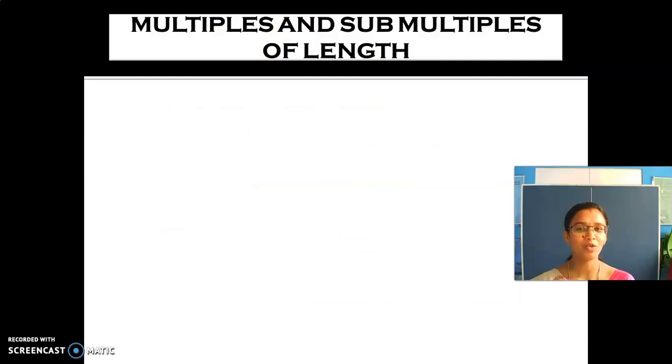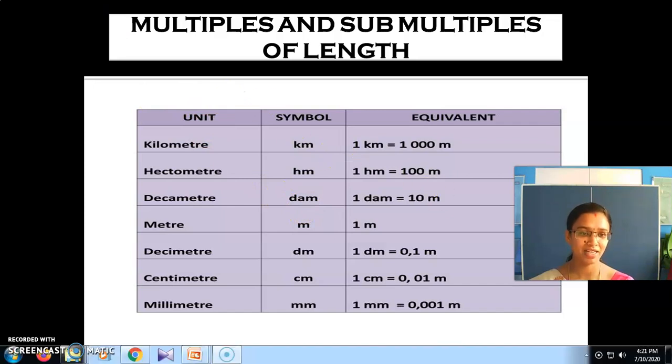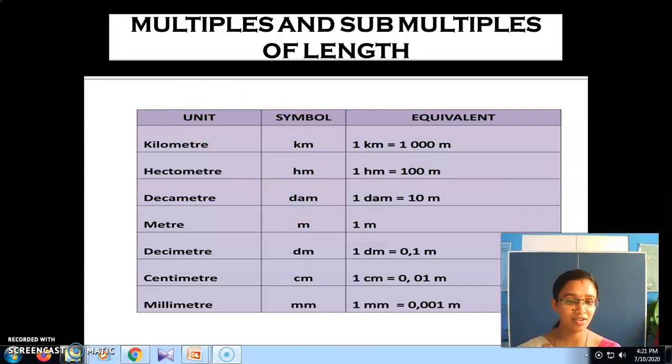Okay. Now we are going to see the multiples and submultiples of length. I have shown you the scale and everything in the previous class, so try to take the scale. What is that? 1 kilometer is equal to 1000 meters. And coming to 1 meter, meter is a standard quantity.